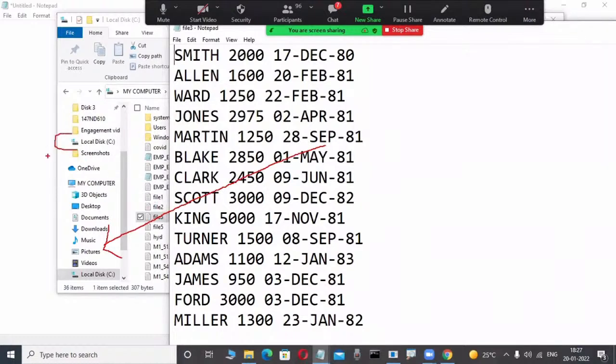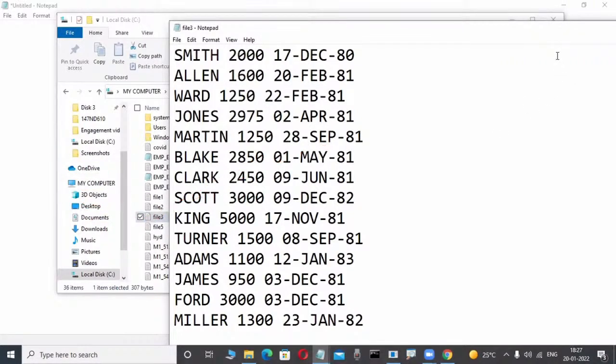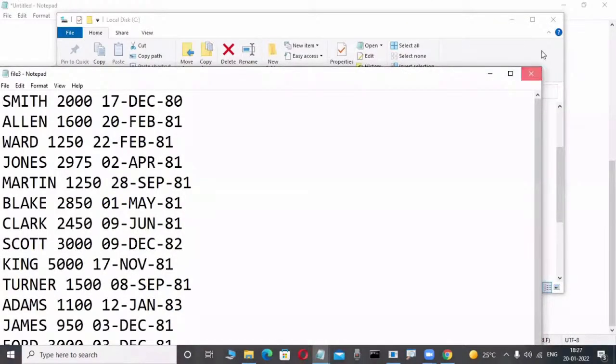You have to write a C program, Java program, .NET program, or Python program, and only then can you fetch the file data. That is very difficult; we have to write big application programs. But nowadays, database software is available.